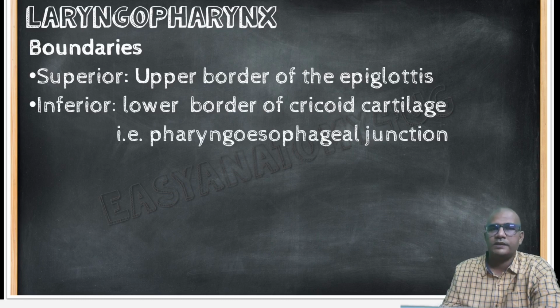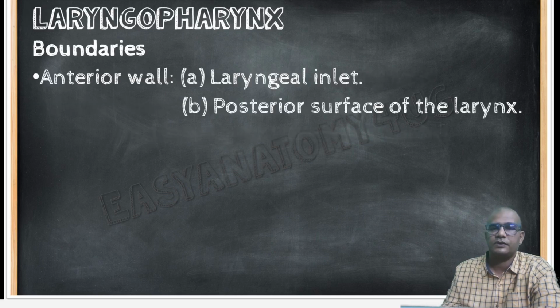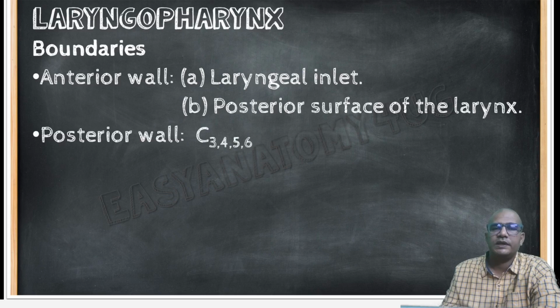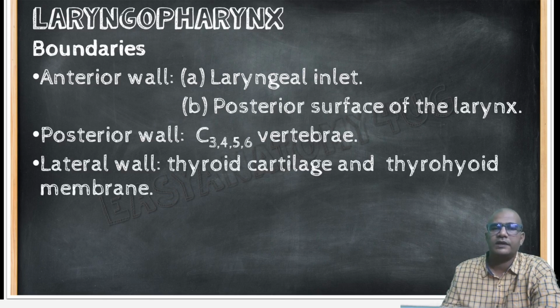It is also known as pharyngoesophageal junction. It is nothing but a revision. Anterior wall, it is showing laryngeal inlet. This also we have seen in the diagram, and the posterior surface of the larynx. Posteriorly, there is C3, C4, C5 and C6 vertebrae which are forming the wall of laryngopharynx. Laterally, there is thyroid cartilage and thyrohyoid membrane.